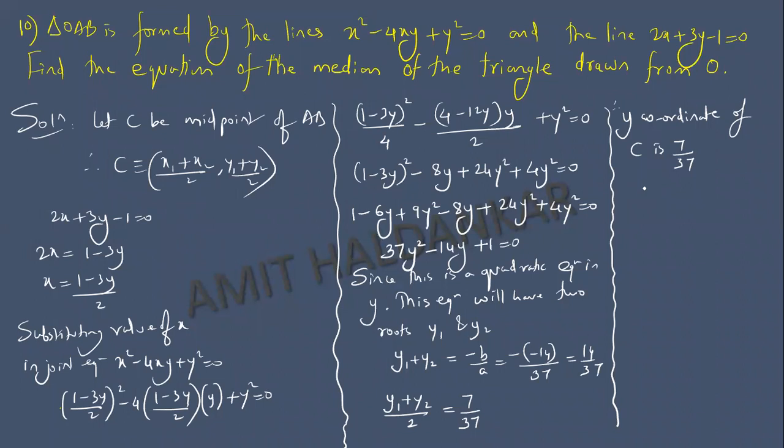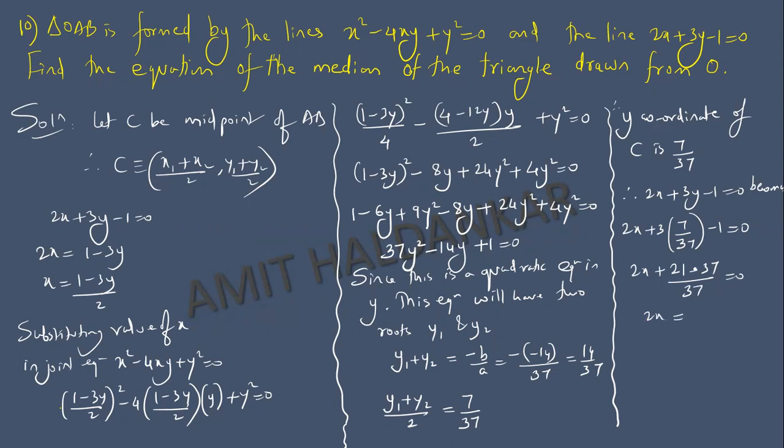So substituting the value, therefore 2x plus 3y minus 1 equal to 0 becomes 2 into x plus 3 into what is y? 7 by 37, minus 1 is equal to 0. So 2x plus 3 sevens are 21 minus 37 divided by 37 is equal to 0.